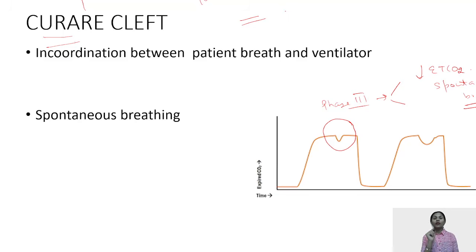The curare cleft comes when, during controlled ventilation, your skeletal muscle relaxant has worn off and the patient has started taking his spontaneous breath. This is curare cleft. And if such a cleft is coming, then what do you have to do? Simple. You have to give more skeletal muscle relaxant to the patient and relax him if the surgery is still left. So curare cleft is suggestive of spontaneous breathing by the patient leading to incoordination between the patient's breath and the ventilator.